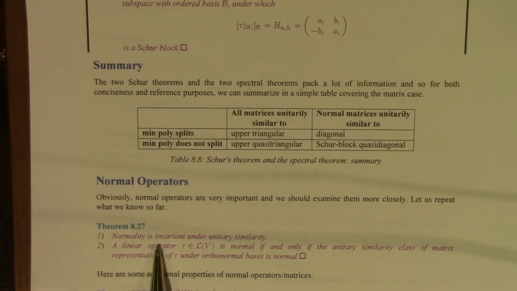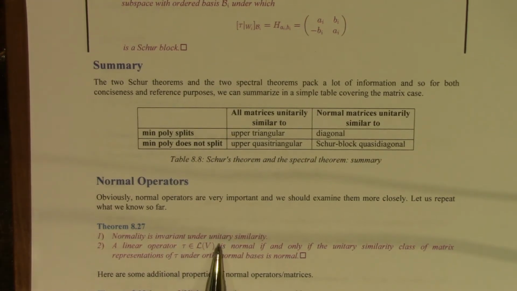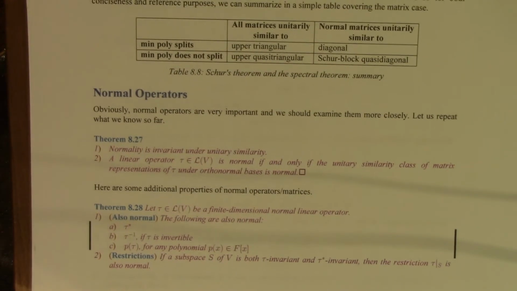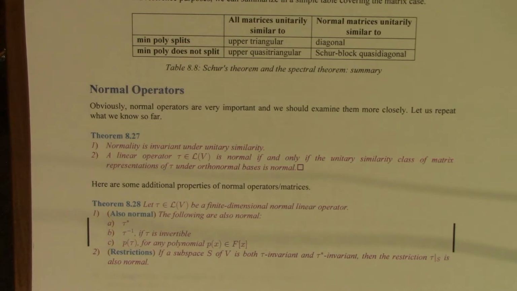What we know so far is that normality is invariant under unitary similarity. Two matrices that are unitarily similar are either both normal or neither one is. We also know that a linear operator tau is normal if and only if the unitary similarity class of matrices that represent tau under orthonormal bases is normal.